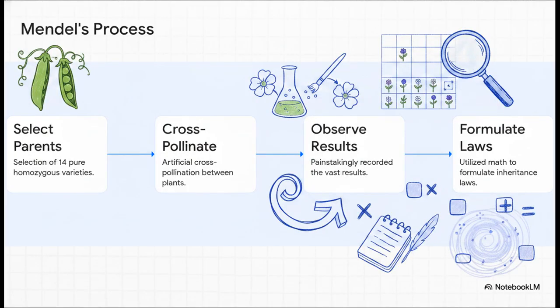Let's break down his exact step-by-step logic, which we call his hybridization process. Step 1. He carefully selected those pure parents we talked about. Step 2. Artificial cross-pollination. He essentially played nature by deliberately dusting pollen from one specific plant to another. Step 3. He painstakingly observed and recorded the vast amounts of results. And Step 4. He used all that math to formulate the foundational laws of inheritance that scientists still use today. He perfectly isolated the variables to discover the truth.